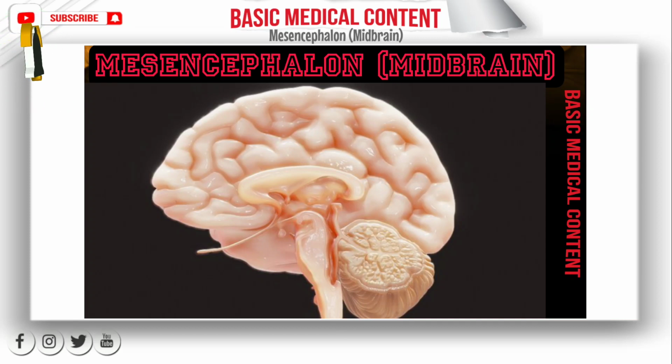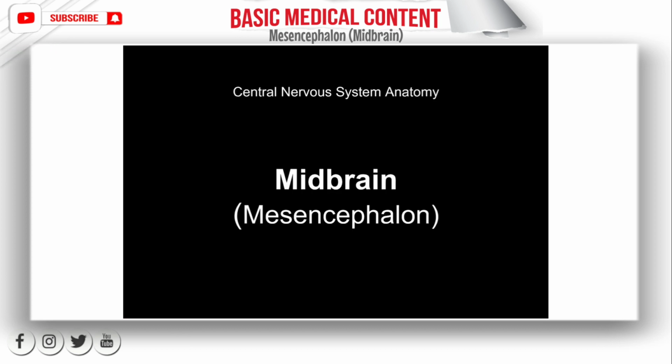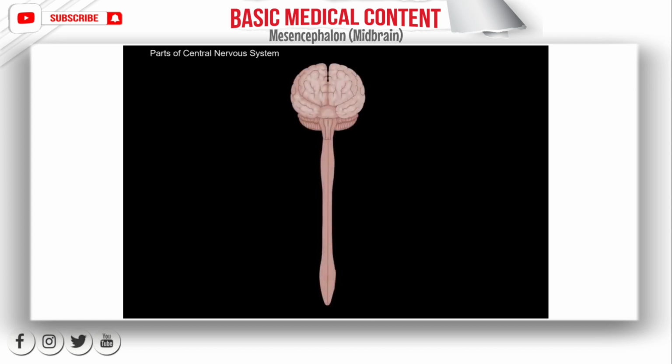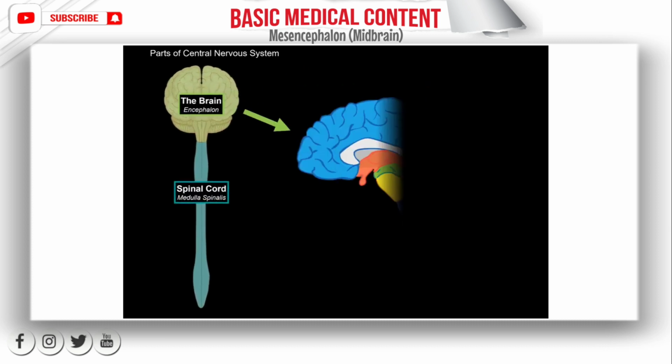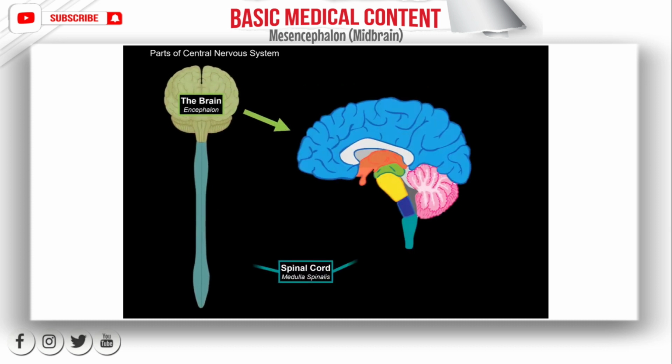Let's continue the anatomy of the central nervous system. In this segment, we will cover the complete anatomy of the midbrain, which is also known as the mesencephalon. So the central nervous system consists of two parts, the encephalon and the spinal cord. The encephalon is then further divided into specific parts.